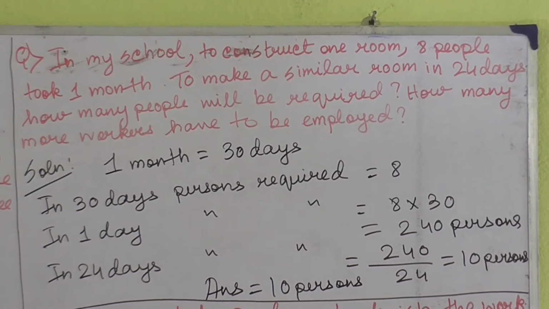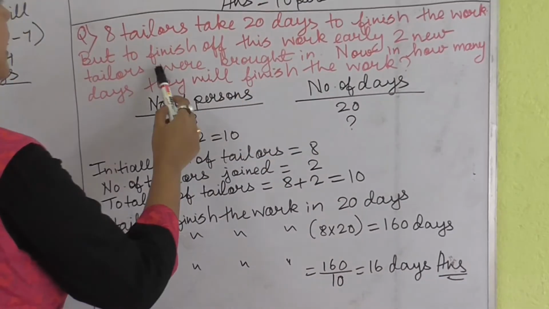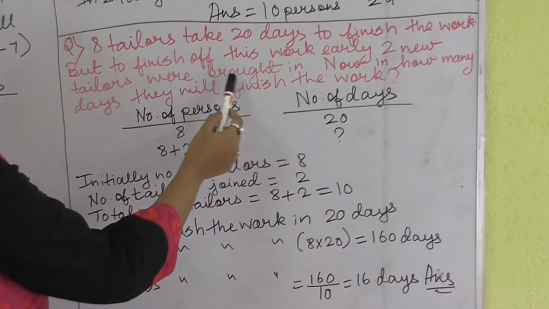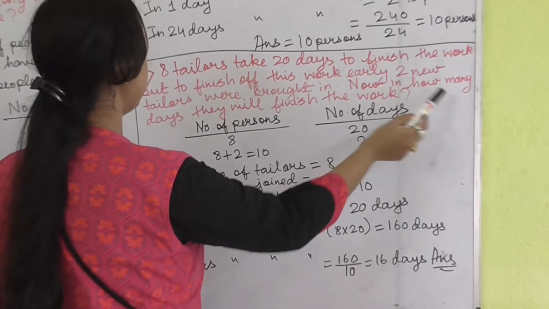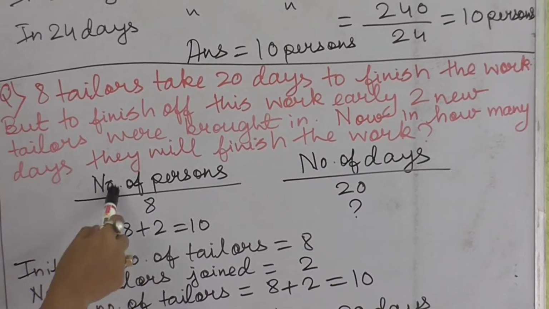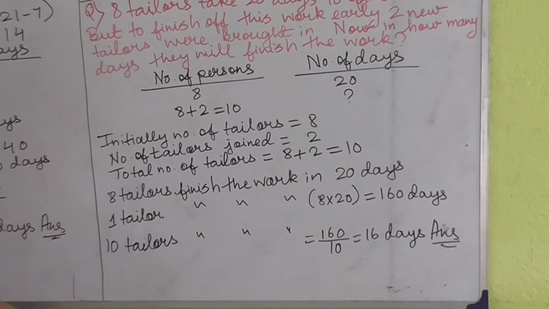Now another problem I have shown. 8 tailors take 20 days to finish the work. But to finish off this work early, two new tailors were brought in. Now, in how many days will they finish the whole work? So, I have taken the number of persons on the left hand side and, similarly, the number of days on the right hand side.